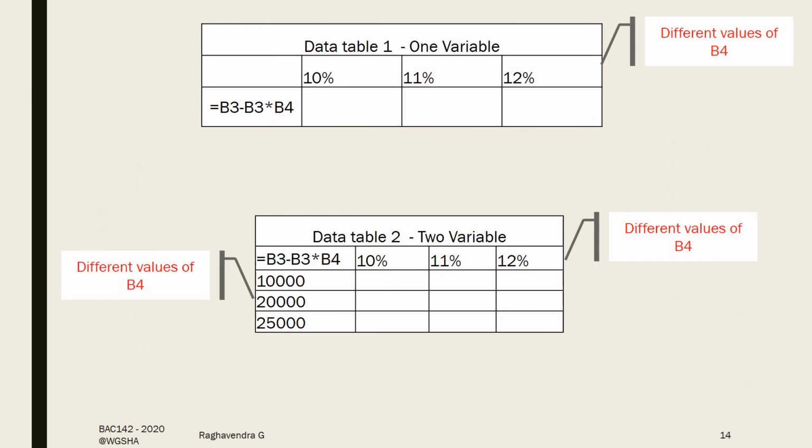See, in the first example, for the formula B3 minus B3 into B4, I'm changing only the value of B4, right? B4 is the discount in the previous example. If it is 10%, what is the result? If it is 11%, what is the difference? If I give 12% discount, what will be the result? Similarly, in the second example, I'm changing both B3 and B4, different values for B3 and for B4. What are the results we are getting? So in the following slide, with our demo, I show you how it works.